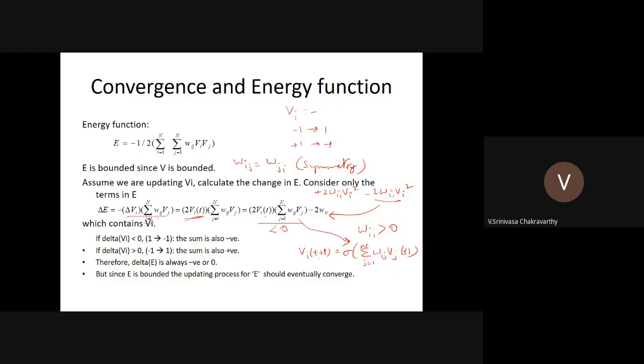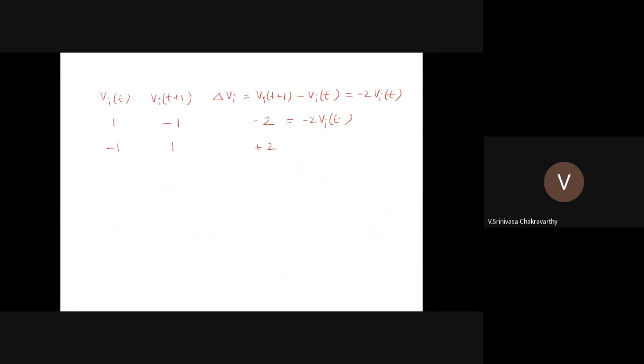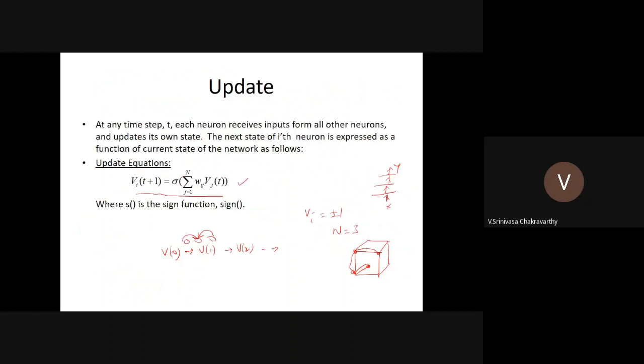Otherwise, once you reach a stable state, Vi will not change, so delta E will be 0. Therefore delta E is either 0 or negative, and E should be bounded because the W's are all finite values and the V's can only take two binary values, plus or minus 1. Therefore E is bounded, and delta E is either negative or 0. So you can show that the update will always converge to a minimum of E. By following this update rule, the state evolves towards a local minimum of this energy function.